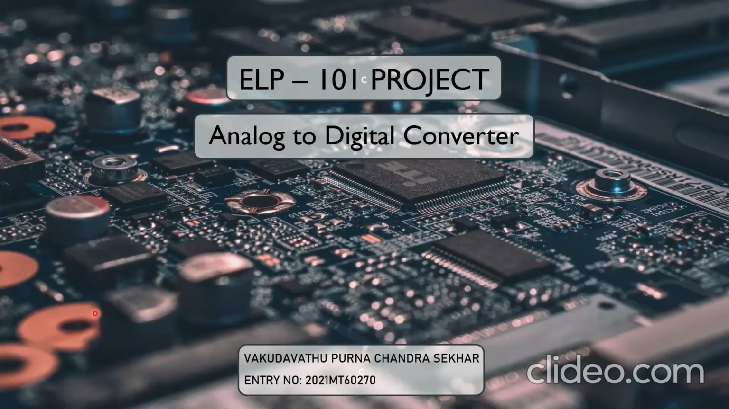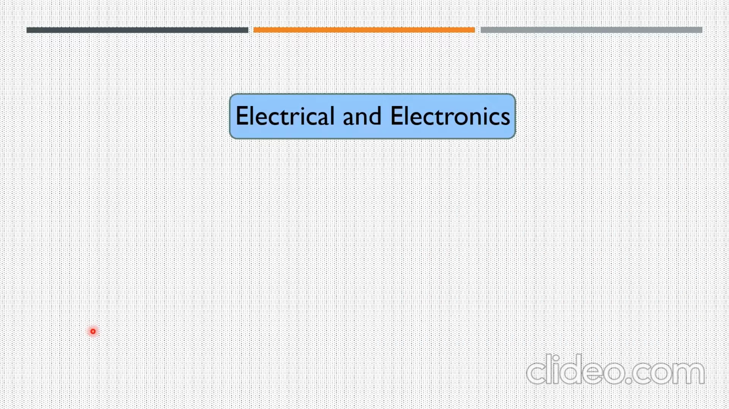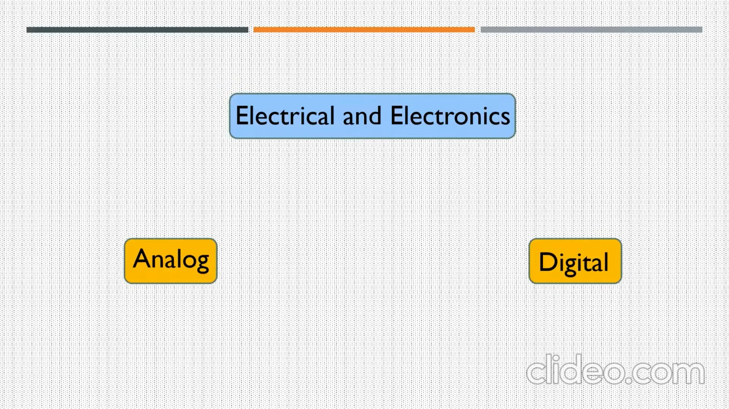I'm going to talk about analog to digital converters as a part of my ELP 101 project. So electrical and electronics are basically divided into two domains. One is the analog electronics and the other is the digital electronics. Let's try to understand the basic differences between these two things. So analog versus digital signals.